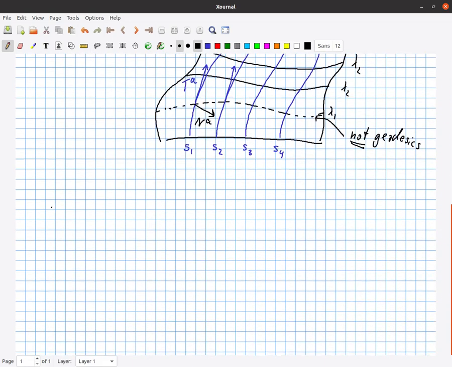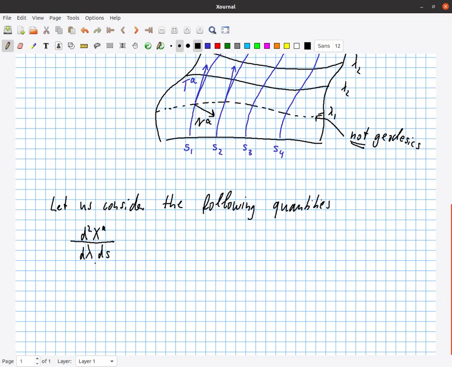The first one we begin with is the following. Let us consider the following quantities. The first one: we differentiate x^a twice, first with respect to lambda and then with respect to s, and the other way around, s first, lambda second.